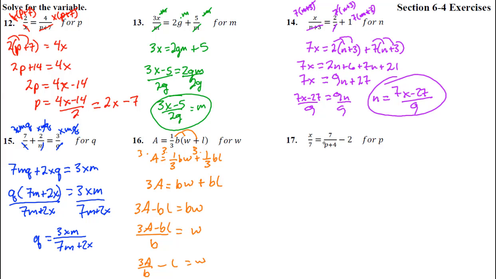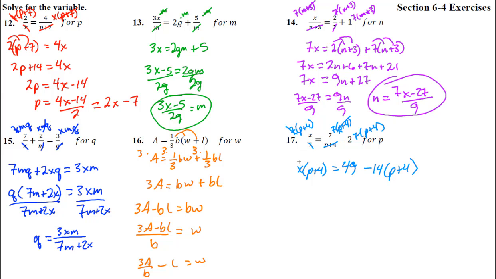And the last one, number 17. We're trying to solve for P, and there it is in the denominator. So common denominator is a 7 and a P plus 4. 7 P plus 4, and 7 P plus 4. Make sure you do it to each term there. 7's cancel here, and we get x times P plus 4. And on the other side, P plus 4 cancels, and we get 7 times 7 is 49. And then nothing cancels there, so we're left with minus 14 times P plus 4.